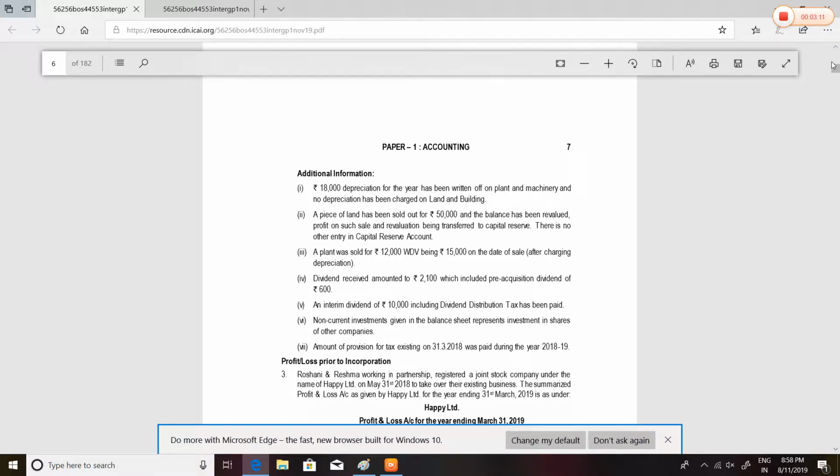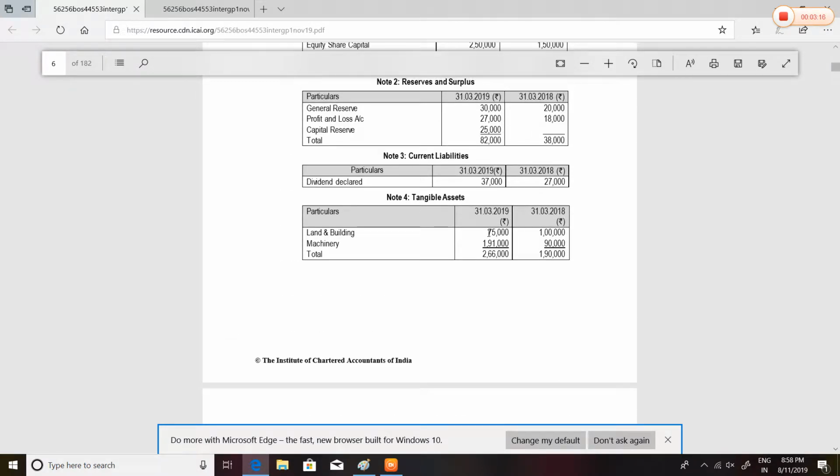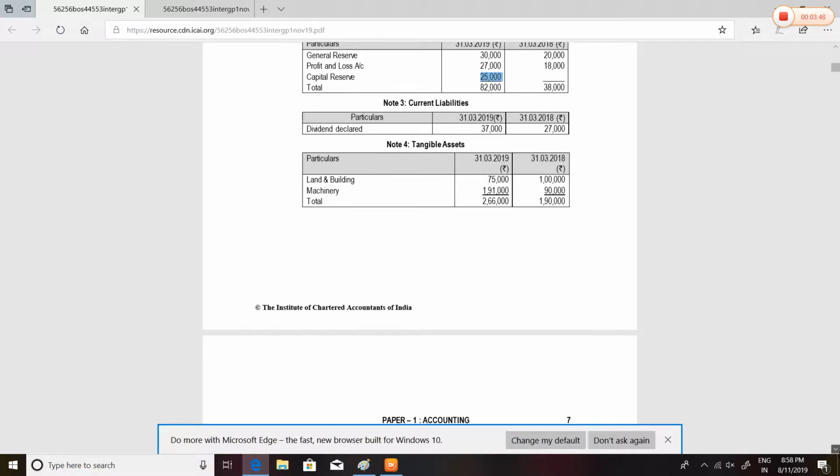See, for land and building, 75,000 and 1 lakh. That means the opening balance is 1 lakh and the balance carried down is 75,000. So, to balance brought down 1 lakh, by balance carried down 75,000, by bank 50,000. That means 75,000 must be in capital reserve. Yeah, we'll check the calculation, it's 25,000 here. We'll check the calculation.